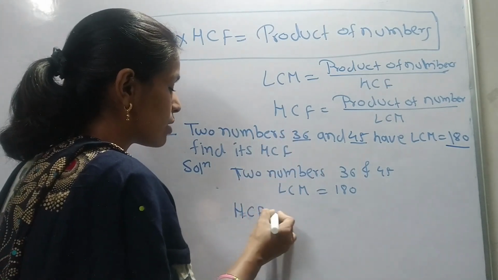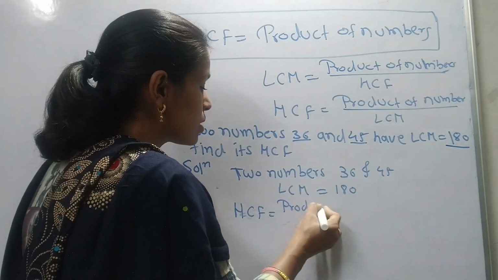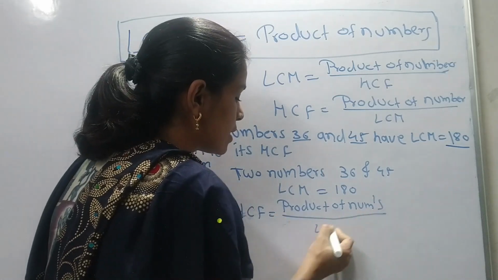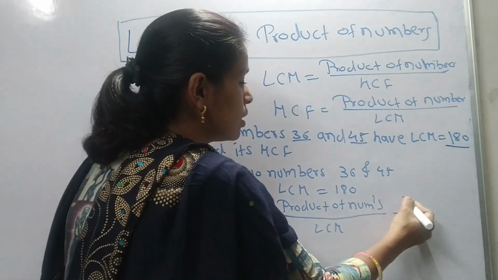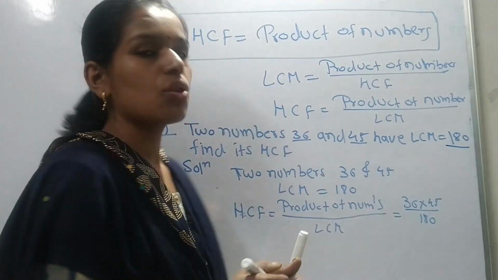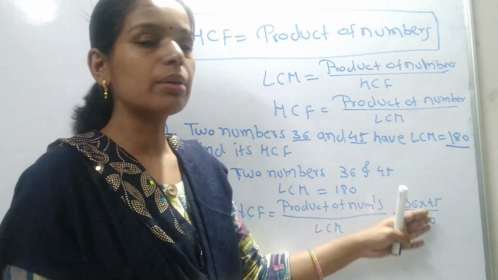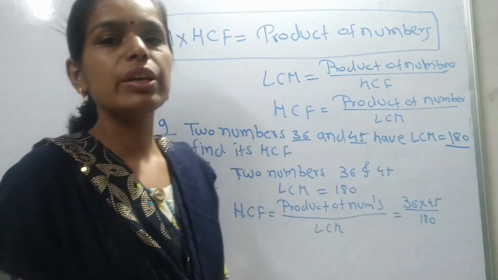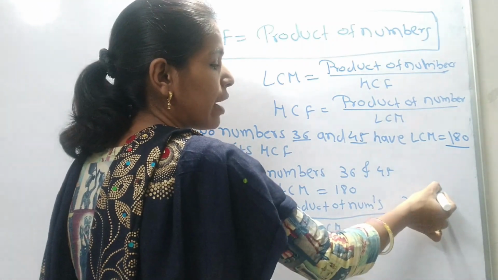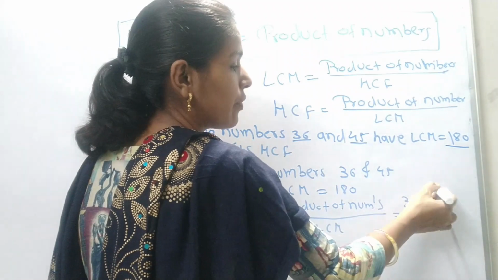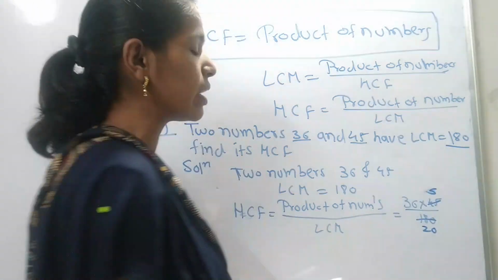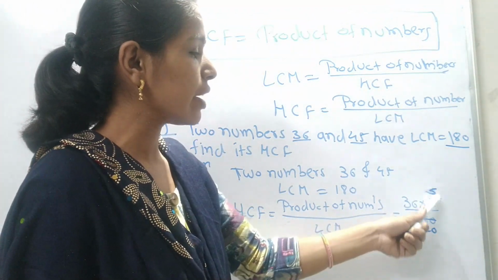So HCF is equal to product of numbers divided by LCM. Now substitute the values over here: 36 into 45 upon 180. So rather than doing the multiplication and then dividing it, we can do it simultaneously. See here, both are divisible by 5. 9 5s are 45, and 9 2s are 18, so 180 will become 20 and 45 becomes 9.